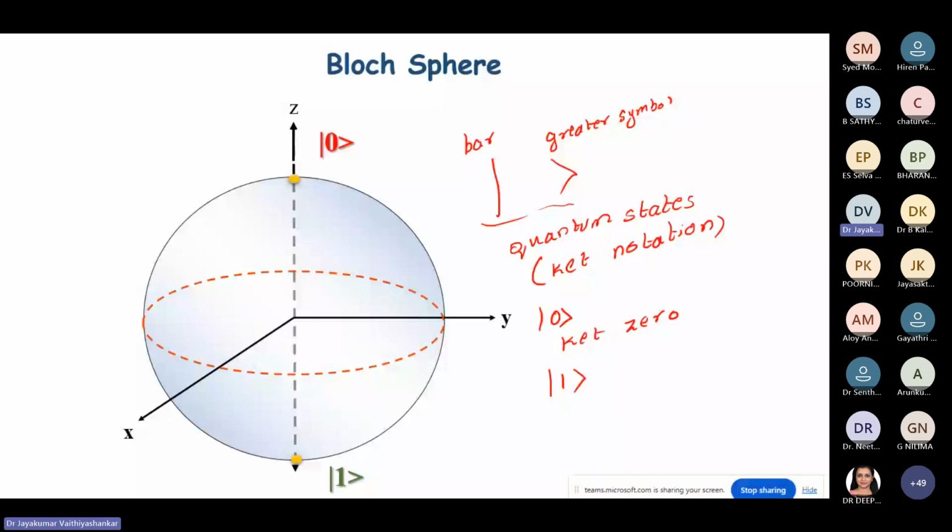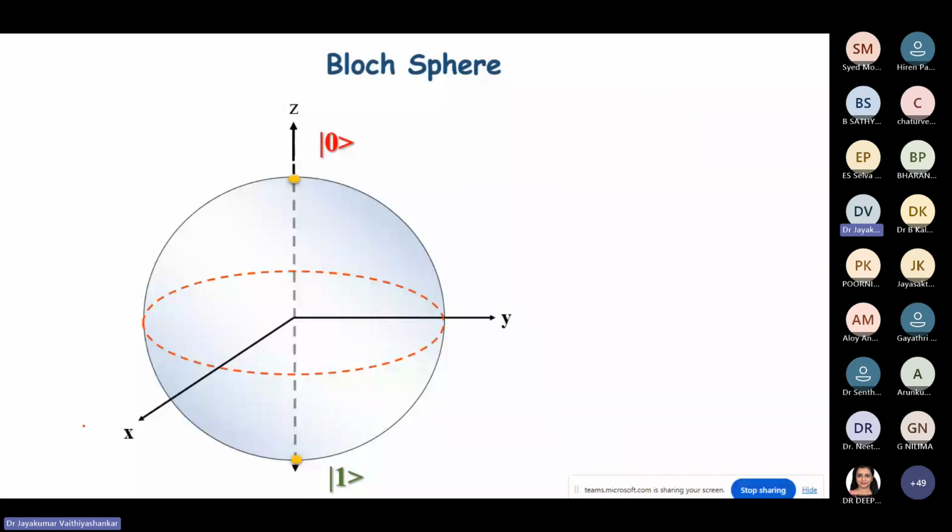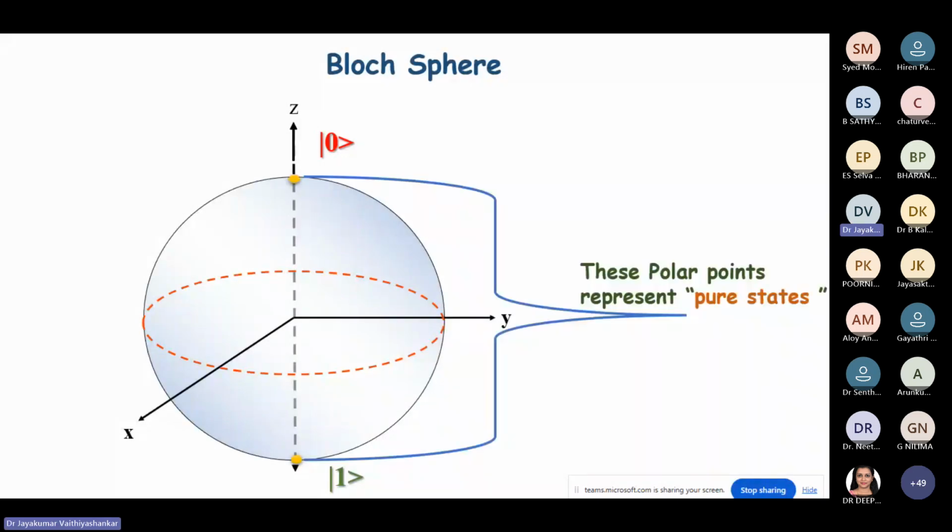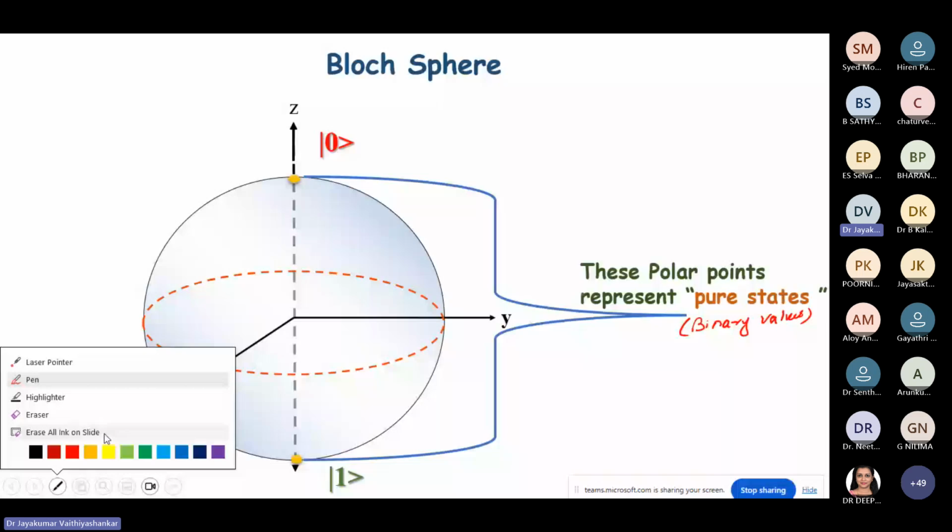We try to associate the physical value over the mathematical abstract representation. These polar points are called pure states. We try to associate our binary value over these quantum states. That is why it is pure.